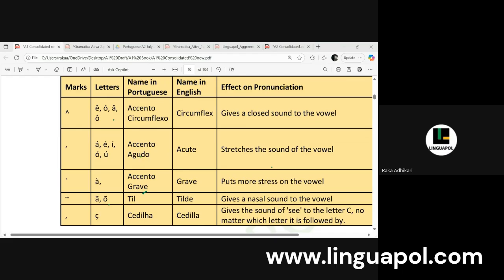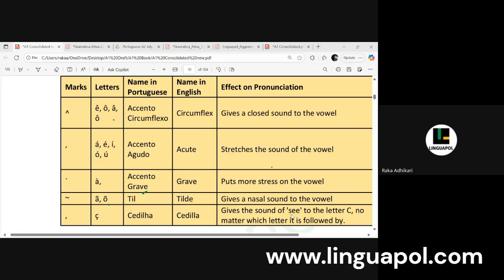So, what are the five vowels we have in Portuguese? What are the five vowels, guys? A, E, I. Oh, sorry. In Portuguese, not in English. A, E, I, O, U. Okay. Temos cinco vogais. We have five vowels in Portuguese.